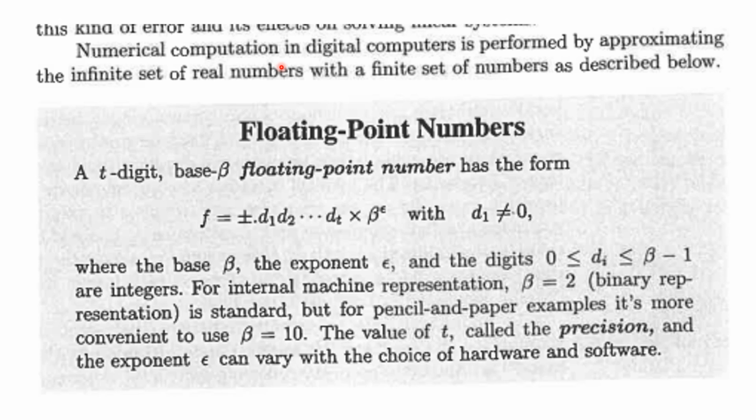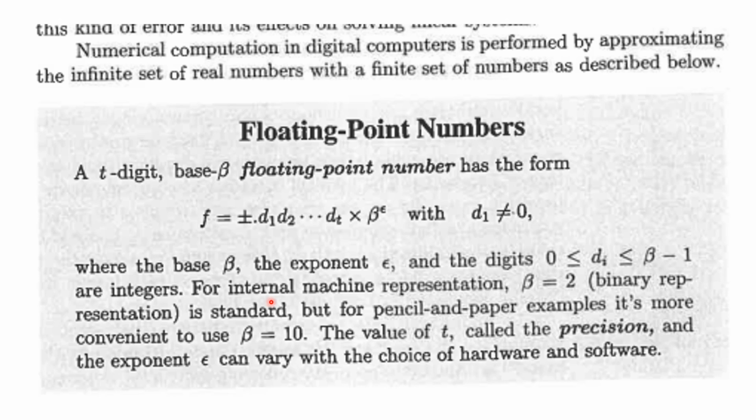Numerical computation, as we've discussed, in digital computers is performed by approximating the infinite set of real numbers with a finite set of numbers, as described below. These are called floating point numbers. So a t-digit base beta floating point number has the form f equals plus or minus, a decimal expansion with t decimal places, times beta to the epsilon, and the first digit doesn't equal 0, to give you the right number of digits. The base beta, the exponent epsilon, and the digits are integers.